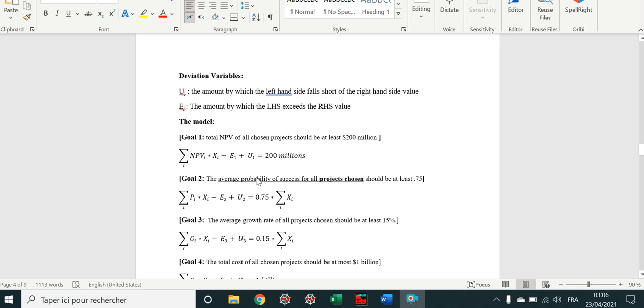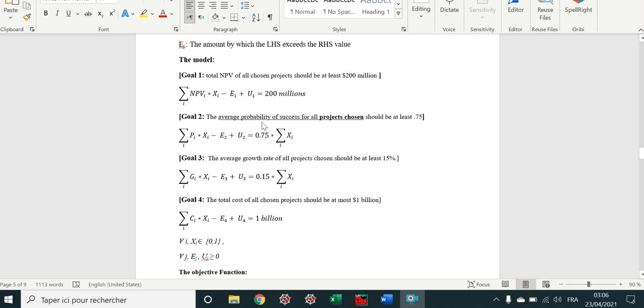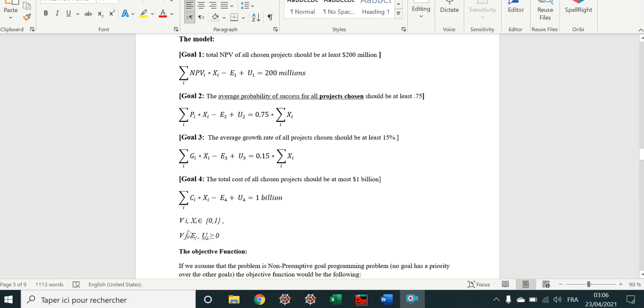So we get right into formulating the goals or the soft constraints. I don't think that there is anything complicated about them, so here they are. And of course we shouldn't forget to state that the decision variables are binary and that deviation variables are non-negative.